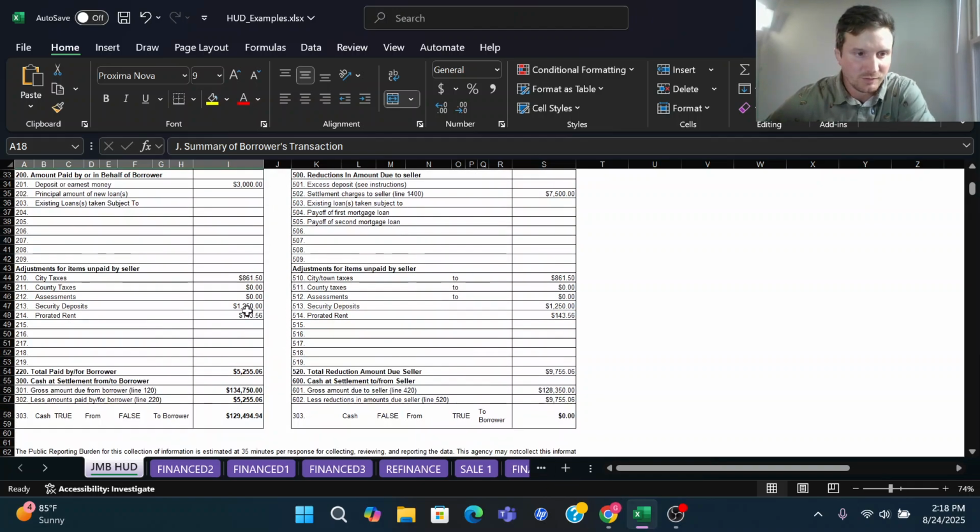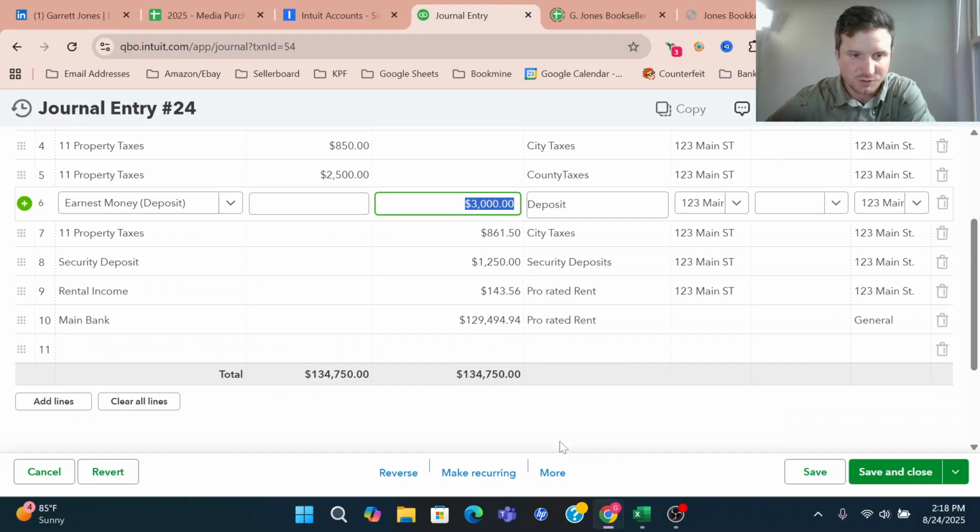And then we have the prorated rent, which I'm pretty sure we had right here. We put that as rental income because we probably bought it mid-month or something, and they're prorating us what we're owed.